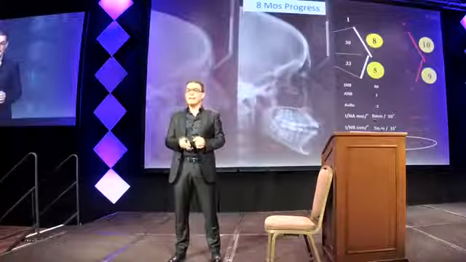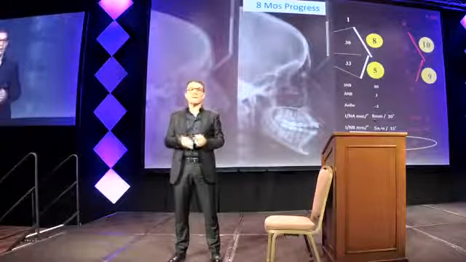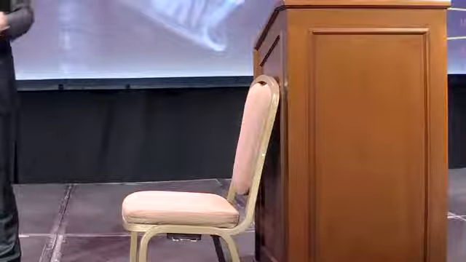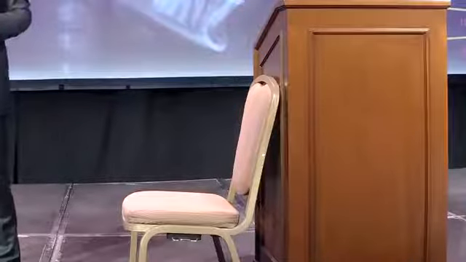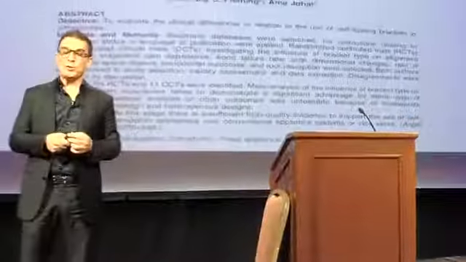And look at the case 8 months later. Look at the proclination of upper and lower incisors. We wanted to align and level, but things didn't happen that way. A very severe proclination, and as the patient was informed, now we are going to go to phase 2 and place our mini screws.